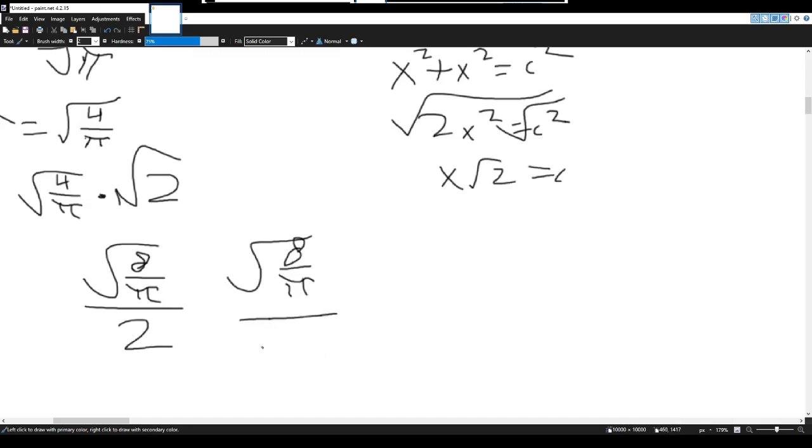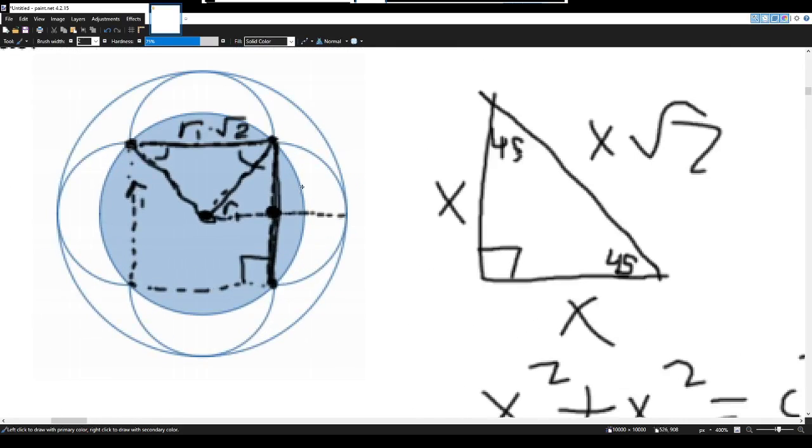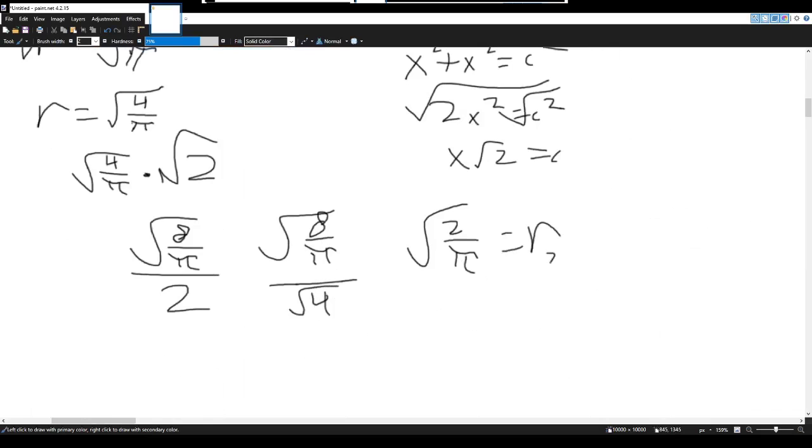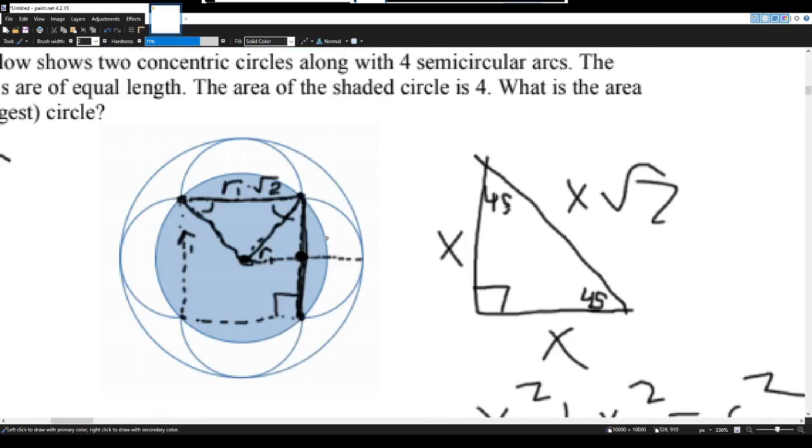If we write that 2 as a root, then we can kind of combine them, right? Write that as root 4. And then that would be root 2 over pi, right? Because you divide that 8 by 4 and you get 2. So we know that this, well, let's call this R2. So this is R2.